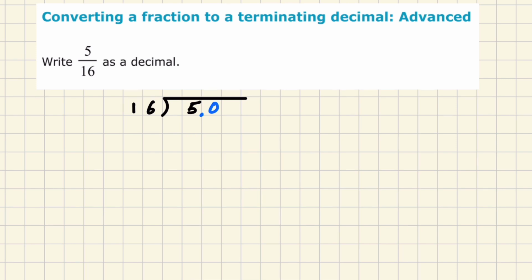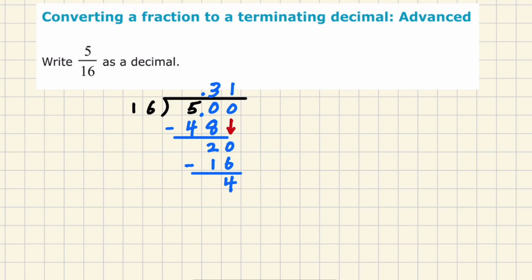As before, the decimal will always be straight above, but now we can look at 50 and say that 16 does go into 50 3 times, putting my 3 at the top. 3 times 16 is 48, and when we subtract, we would get 2. And we can keep going by just adding more zeros that we can then bring down. 16 goes into 20 one time. 1 times 16 is 16. Subtracting, we now have 4.